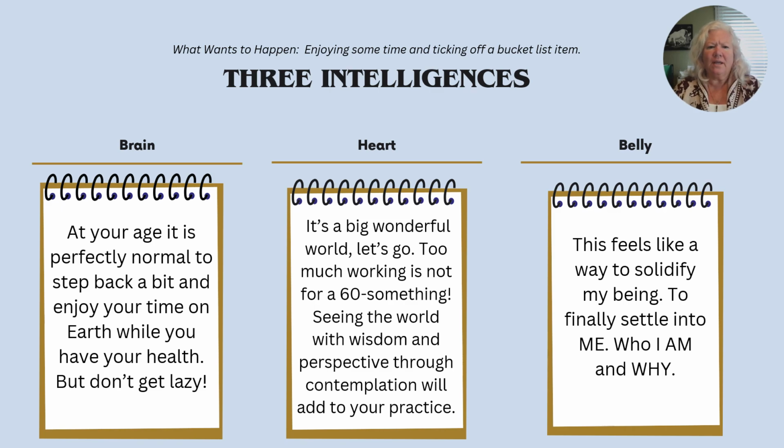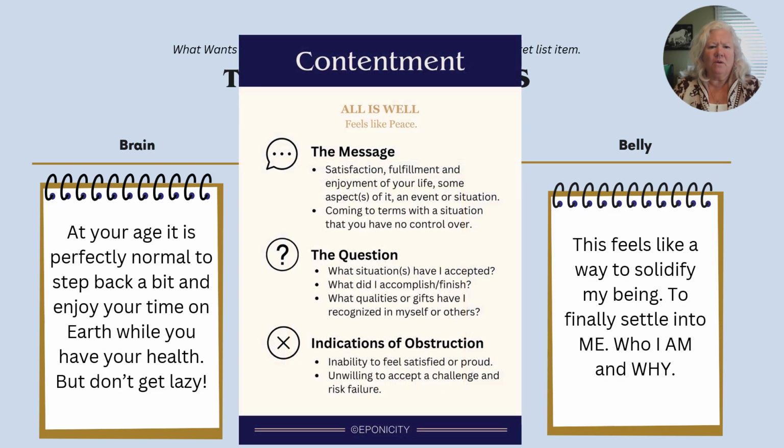Then the emotion that came up for me was contentment. And contentment, the overall meaning is all is well, and it feels like peace. The message behind contentment: satisfaction, fulfillment, and enjoyment of your life, or some aspects of it, or even a situation. Another message could be coming to terms with a situation that you have no control over. I think maybe it's aging, I imagine.